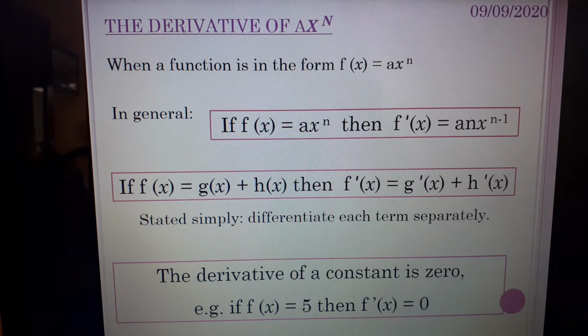The derivative of a constant is just a number with no x's on it. So the derivative of a constant is 0. If f of x is equal to 5, then f dash of x is equal to 0. The number just completely disappears when you are doing the derivative of that.